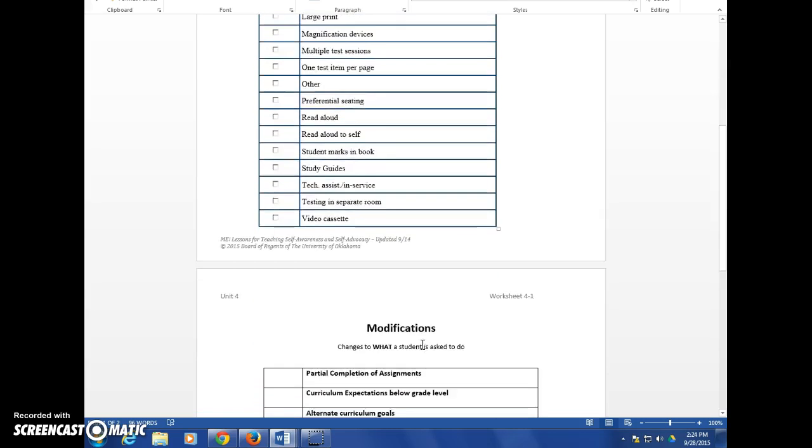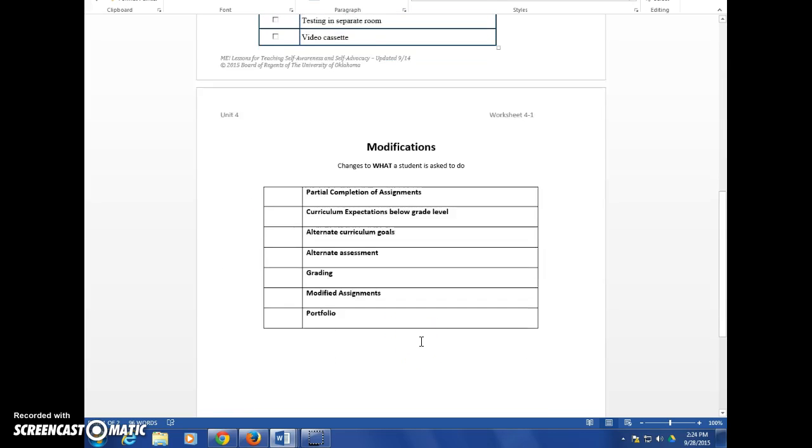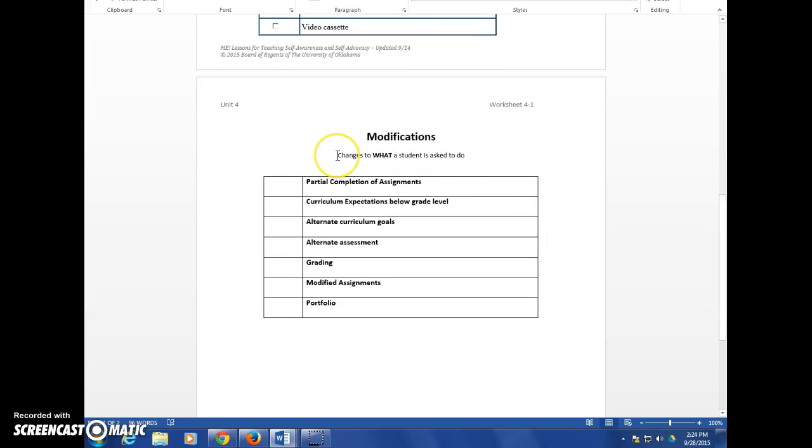The second page of this paper has modifications. The difference between modifications and accommodations is a modification changes what you're asked to do. So now we're changing the actual assignment or test. You can ask for partial completion. You can ask for different expectations, alternate assessment, modified assignments, modified grading. These are even harder to get than accommodations because now we're actually changing what we expect you to learn, and we definitely don't want to do that if we don't have to.